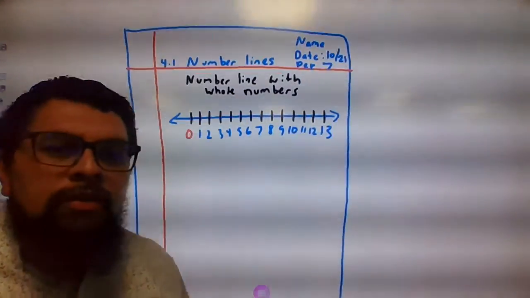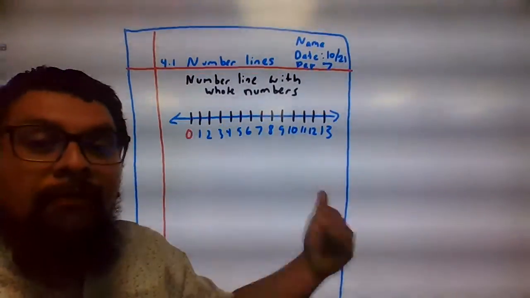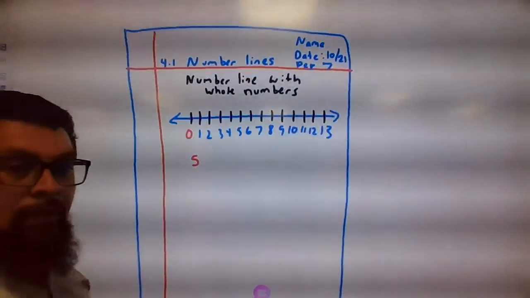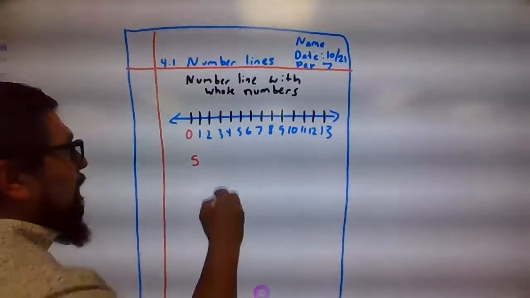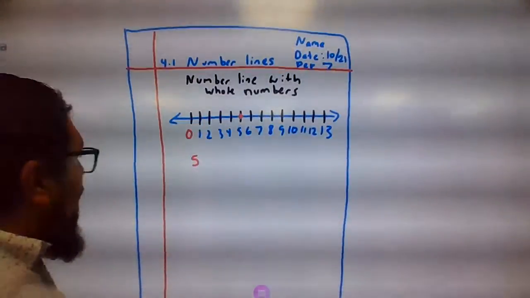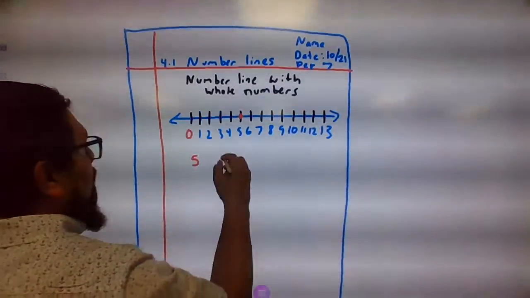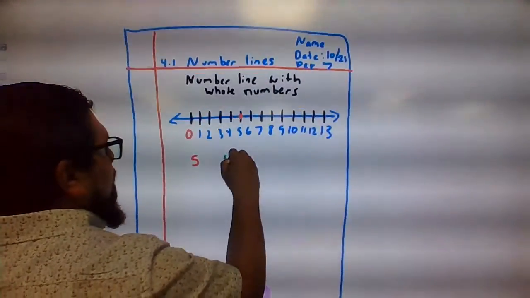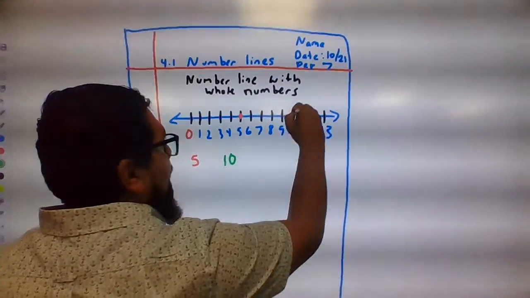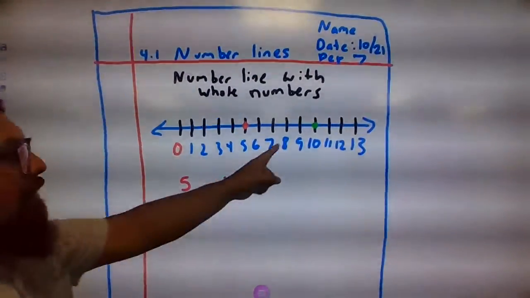Now we're going to plot some points. Tell me where number 5 is. Show me number 5 on here. Number 5 is right here. Now show me number 10. Number 10 is right here. There it is. You always mark it with a solid dot.